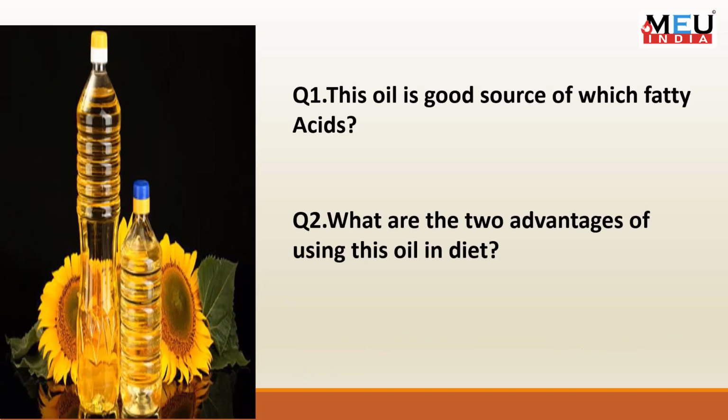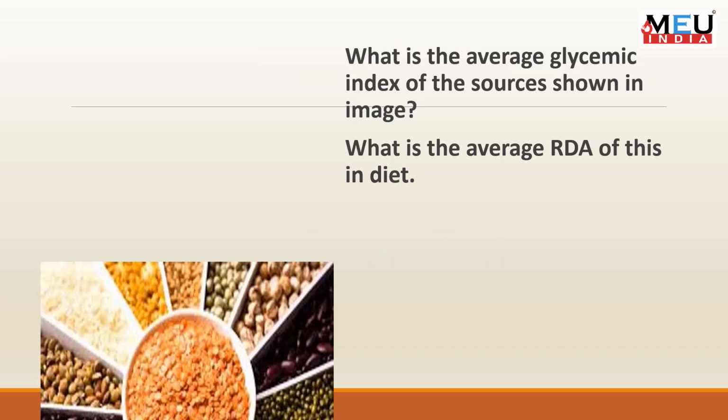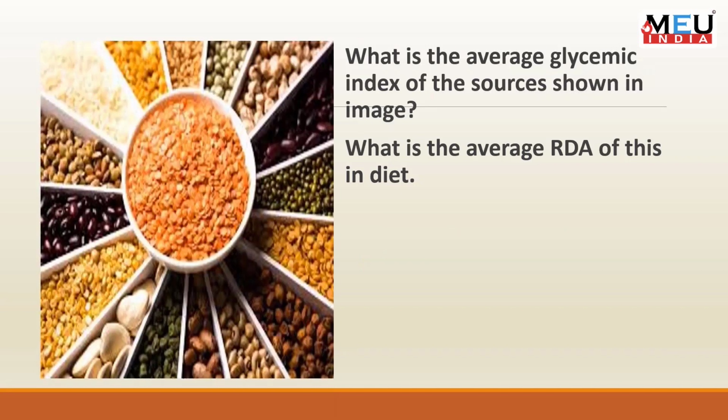Then, this oil is a good source of which fatty acid? We can ask them, or what are the two advantages of using this oil in the diet? So in addition, not only the PUFA and all that, they should add one more component, vitamin. So this is an additional or higher level question we are asking them. Then we can ask what is the average glycemic index of the sources shown in the image, or what is the average RDA of this in the diet. So this part can be added.